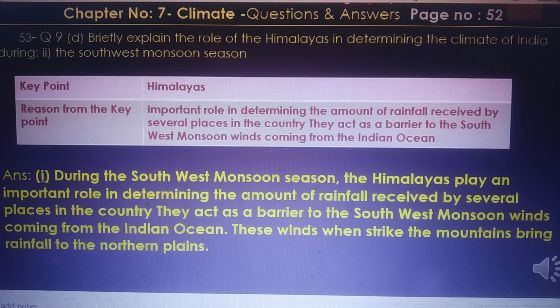Question number 53. The role of Himalaya in determining the climate of India during the southwest monsoon season. Here, they play an important role in determining the amount of rainfall received by several places in the country. They act as a barrier to the southwest monsoon winds coming from the Indian Ocean.